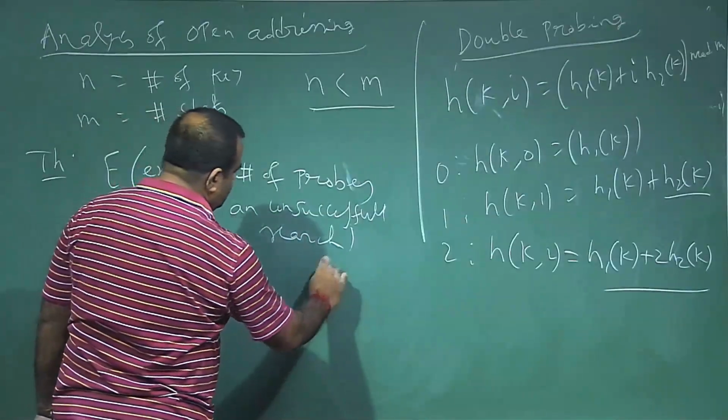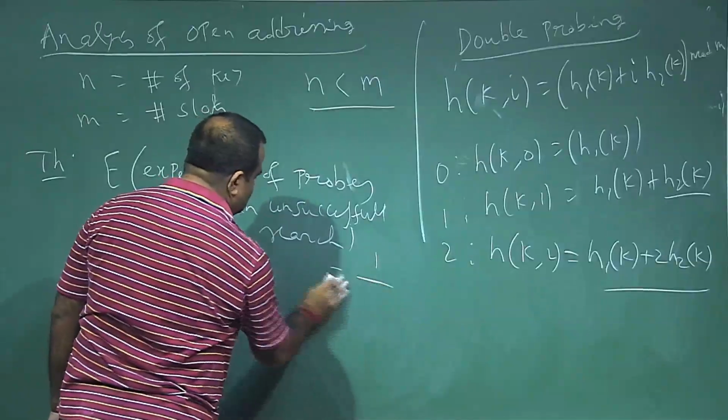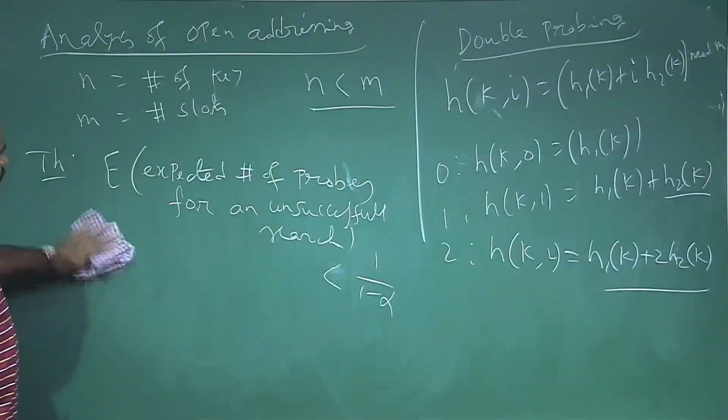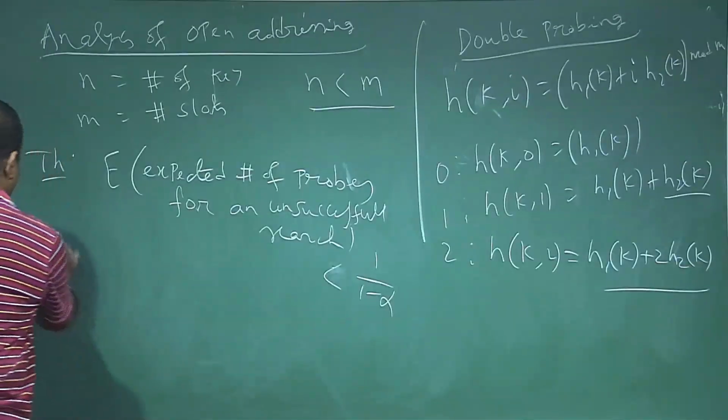is less than or equal to 1 by 1 minus alpha, where alpha is the load factor. So, we need to prove this. How to prove this?